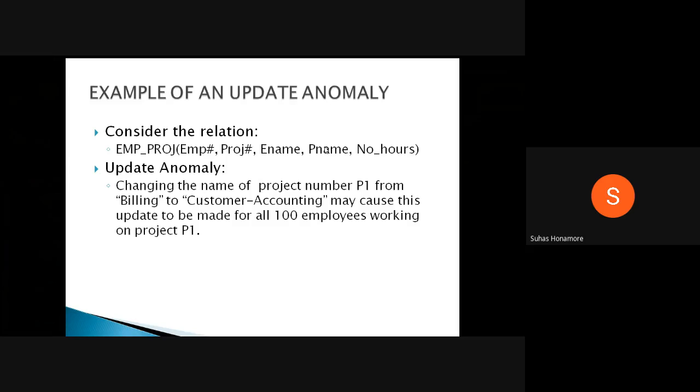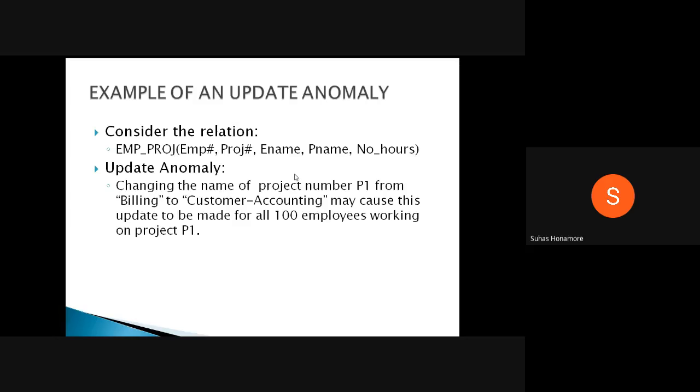If you kept the project name and project number inside a different table, then only one row you would have to modify. But now, to change the project name, you have to modify 100 rows in this relation, because 100 employees are working on this P1 project. If I want to modify P1 to P10, you have to modify 100 rows. So it's an overburden.